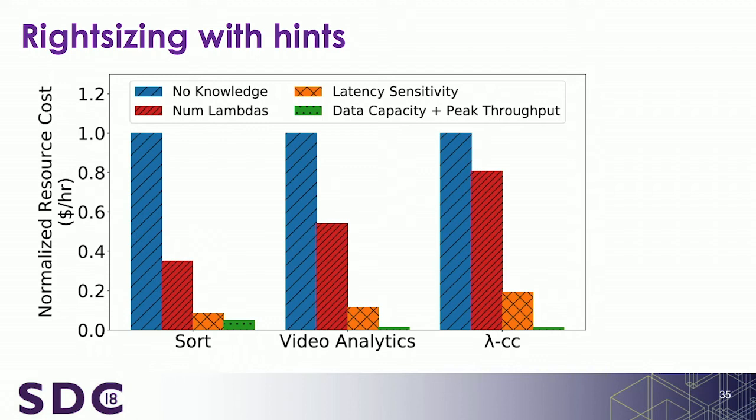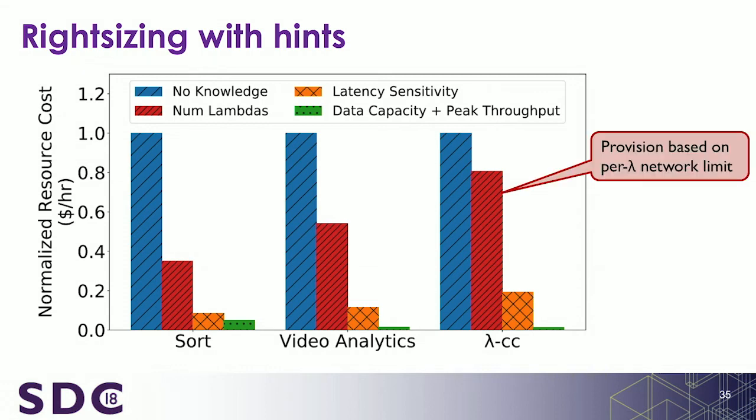Next, we look at how Pocket's rightsizing with hints helps us save on cost. Our baseline here is a default allocation where we use 50 i3 nodes and provision 50 gigabytes per second of storage, which is likely overkill for a typical job, but it's because we're being conservative. And we look at how, as we learn more about an application, for the storage, video analytics, and the distributed compilation, we can save on cost.